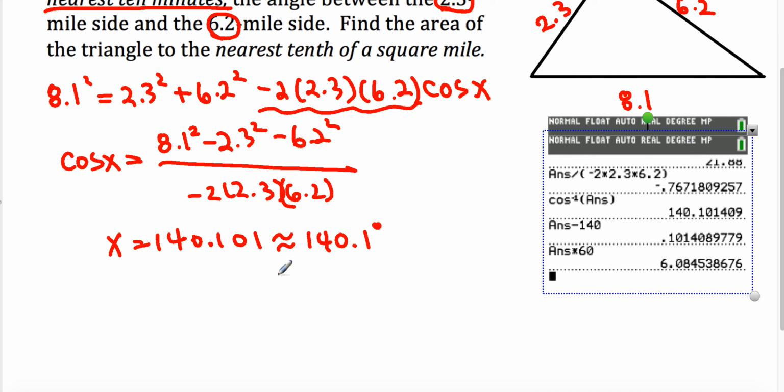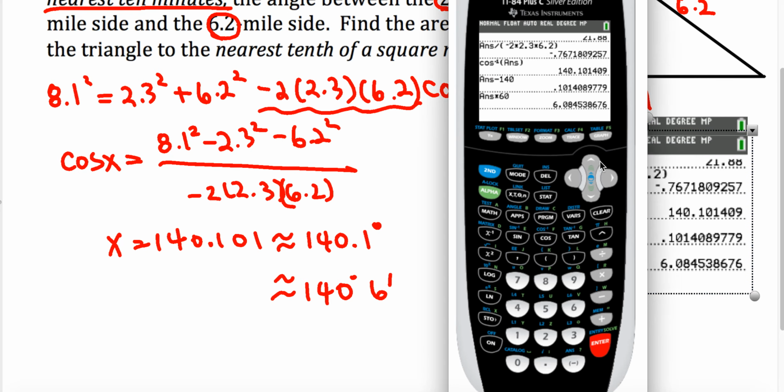Then in that case, we get 140 degrees and 6 minutes. I can do it this way. Well, let me show you another way of doing it. If you want to just look at the value here, you can convert that into degrees and minutes by second angle.